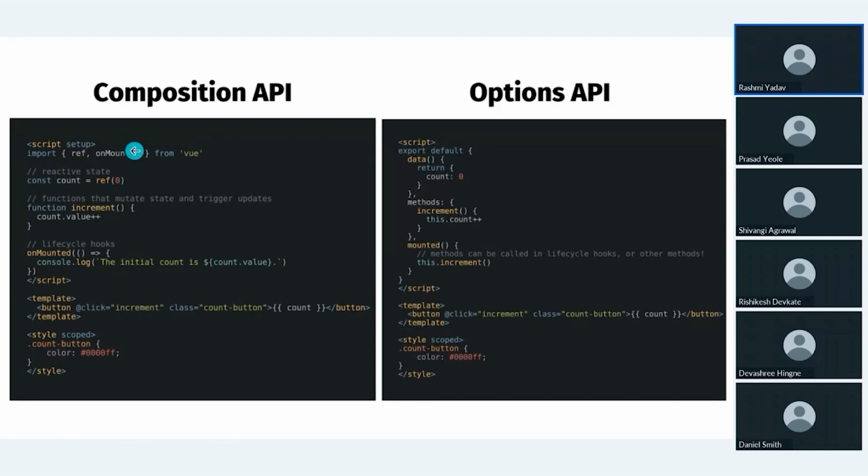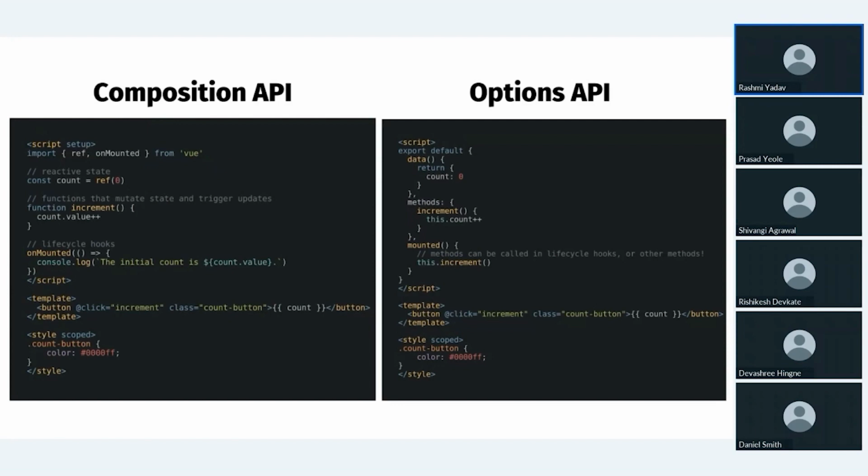This is the basic structure of any Vue component. Inside the script section, we can write our JavaScript code. Whatever business logic you have will be placed inside the script section. Then we have a template section, where we write our HTML. And then in the style section, we write our styling. So this is the basic structure of any Vue.js component.